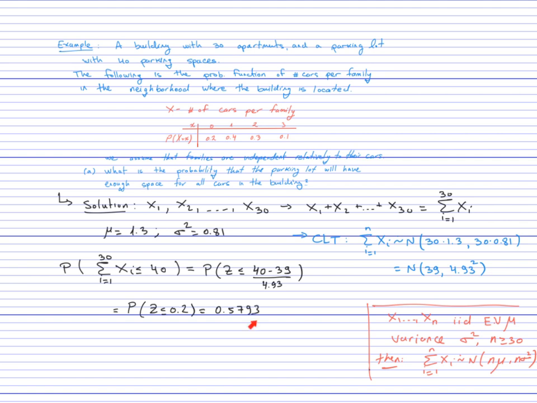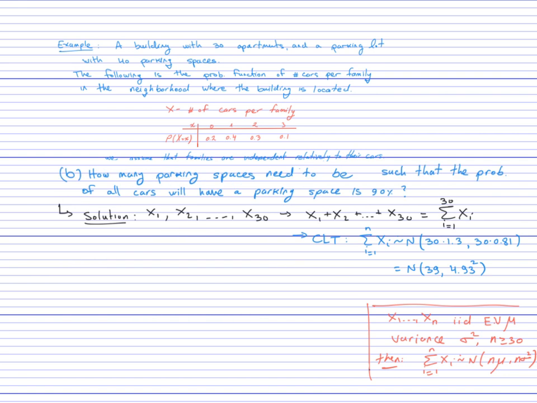So that's the probability that we'll have a parking space in the building. Okay, so now B: how many parking spaces are needed such that the probability that all cars will have a parking space is 90%? Now we are asking a different question compared to A. Now we want the value G such that the probability that the sum of Xi, for i from 1 to 30, is at most G equals 0.9.